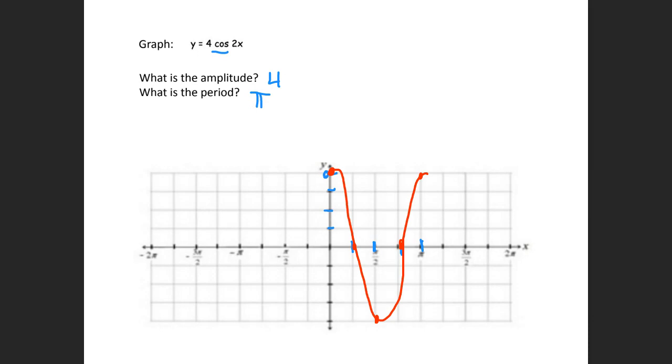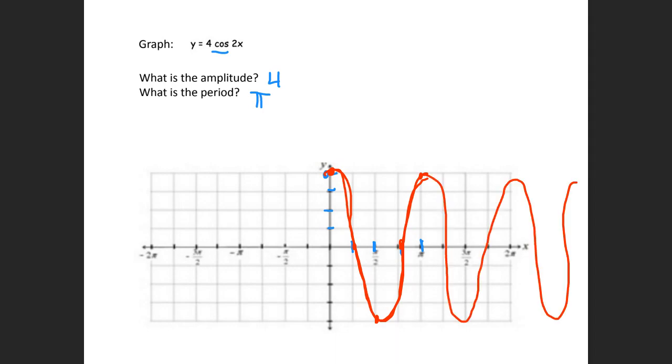Now, does anybody have Desmos on their calculator or on their keyboard? You can check your answers just by going to Desmos and typing in 4 cosine 2x. Make sure your graph is in degree mode. I suppose it really doesn't matter. When you do Desmos, it's going to keep going, but you should be able to check your answers real quick to see if it looks right.